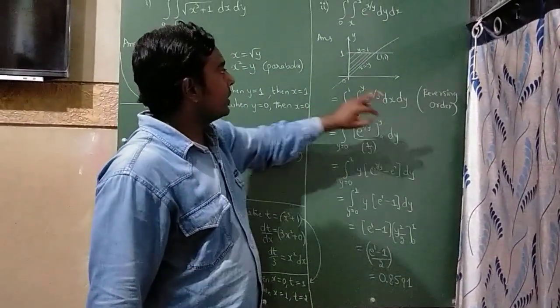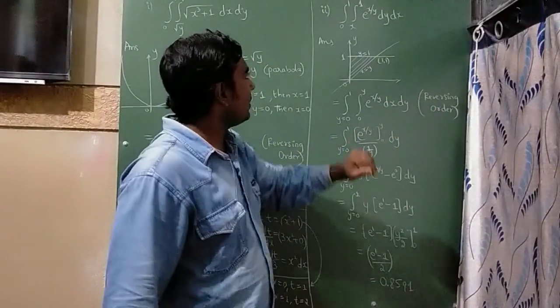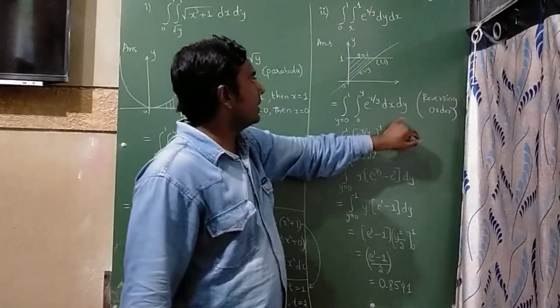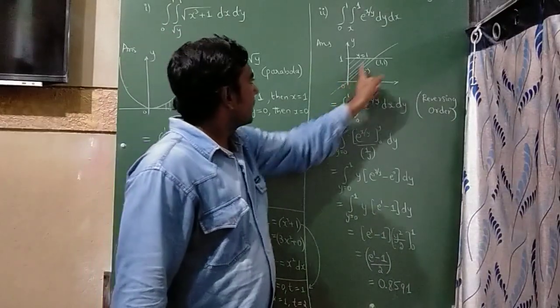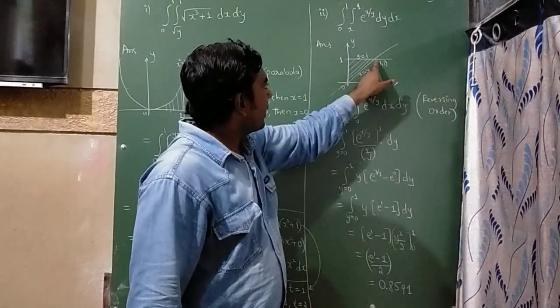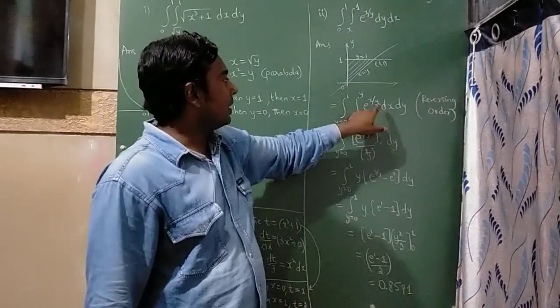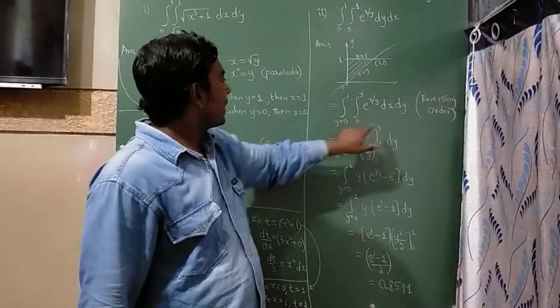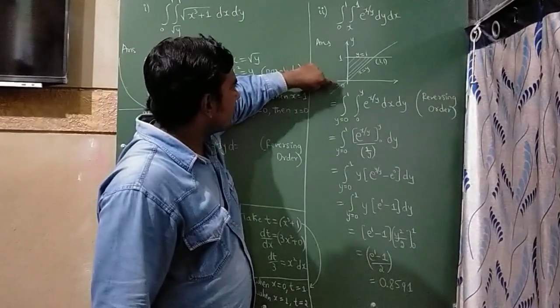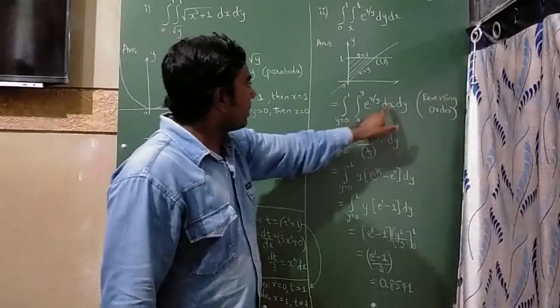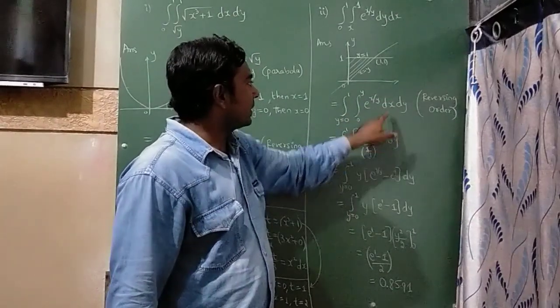So what I am going to do is reverse the order. In place of dy I have written dx, in place of dx I have written dy. Since the range is from 0 to, you can tell, y, I have written 0 to y. I am going to integrate with respect to x here. And here it is 0 to 1. I hope you understood.